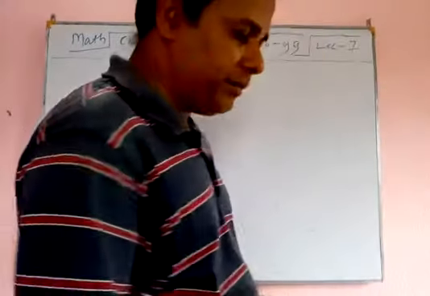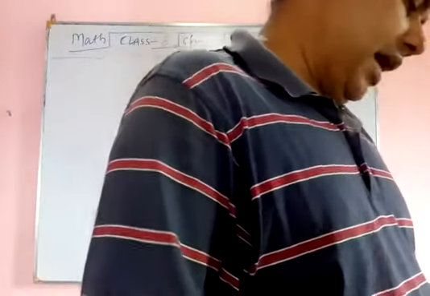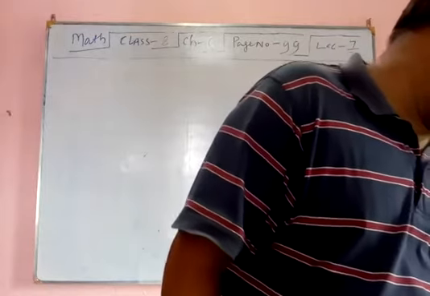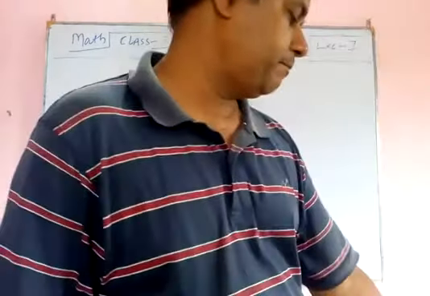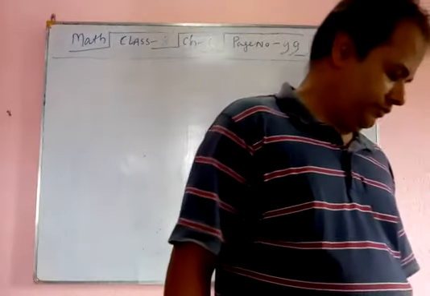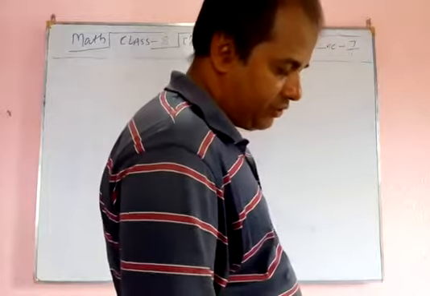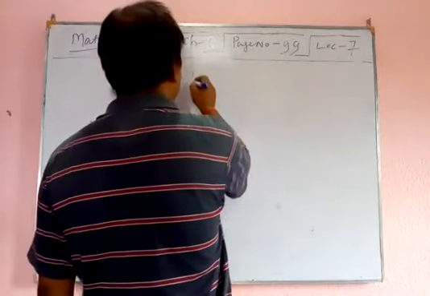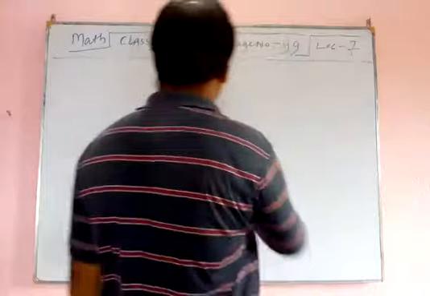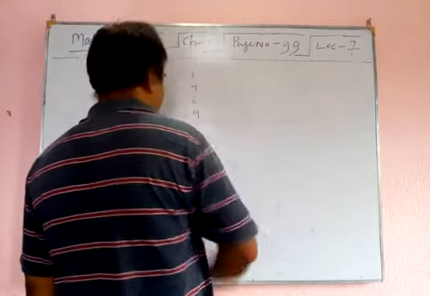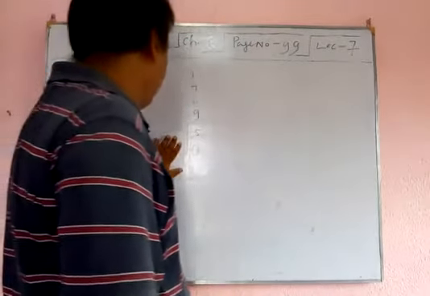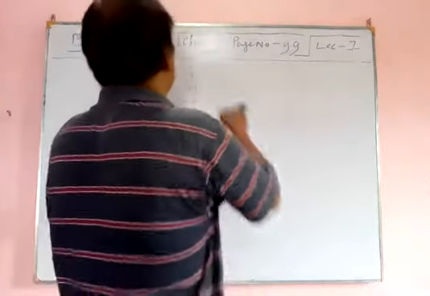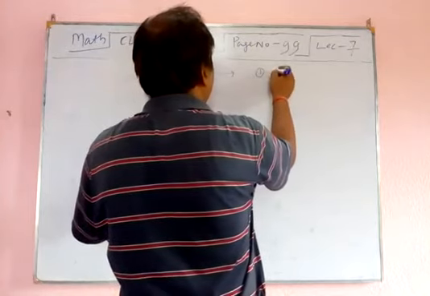Step number 1. Observe the ones digit of the perfect square. As discussed earlier, perfect square numbers ending with 1, 4, 6 or 9 will have two possible ones digits. So 1, 4, 6, 9, 5, and 0. These are the numbers at the unit place of the perfect square numbers. So here there are two possibilities, 1 and 9.